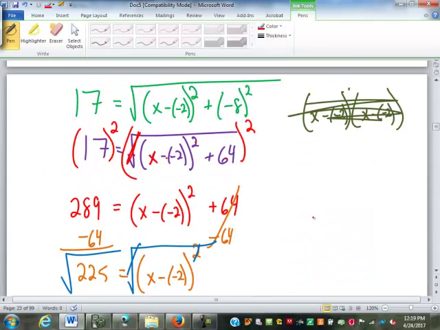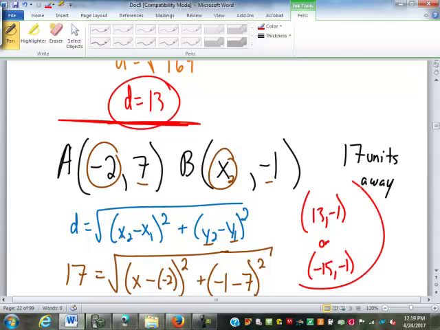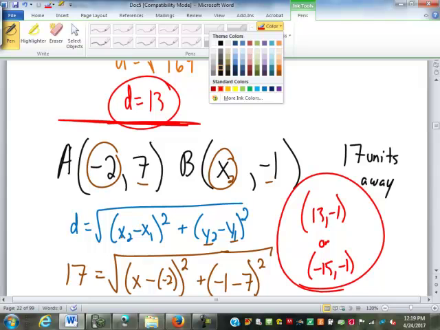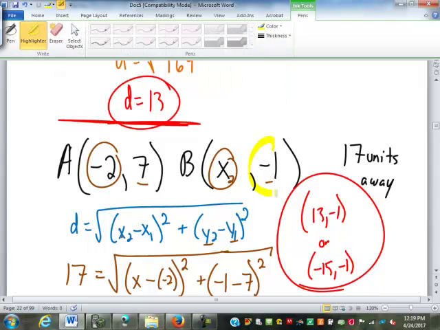So this other endpoint is either 13, negative 1, or negative 17, negative 1. Those are my two possibilities. So even given one of the coordinates of that other endpoint is negative 1, we still have two possibilities for the x coordinate. Okay, that's enough of our new material for today.